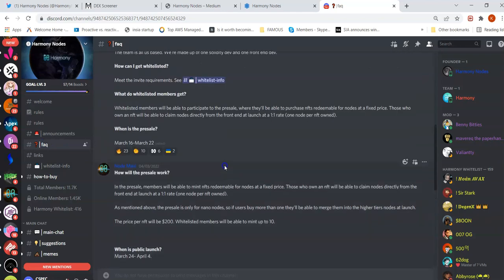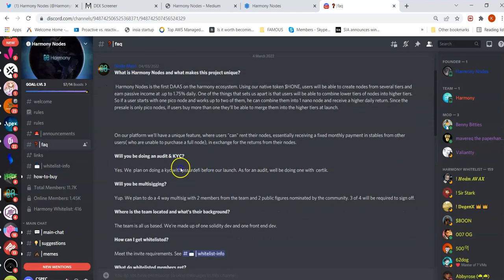And I'm curious in the FAQ about their KYC. If you see that, will you be doing audit and KYC? Yes, we plan on doing KYC with SolidProof. That's good. Audit will be done by Certik. Excellent. And Multisig. Yep, they plan to do a 4-way Multisig with 2 members from the team and 2 public figures, with 3 or 4 required to sign. Excellent. So it looks like they do have plans on KYC, Multisig and audit too, but so far it's not yet done. And until they do it, we need to keep watching them.